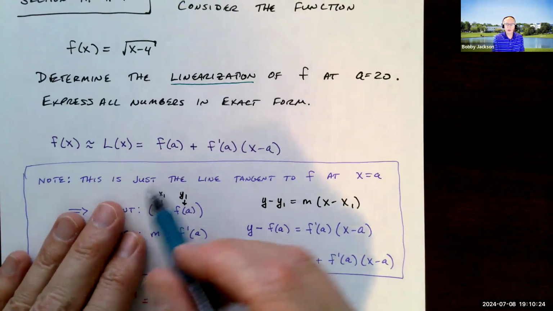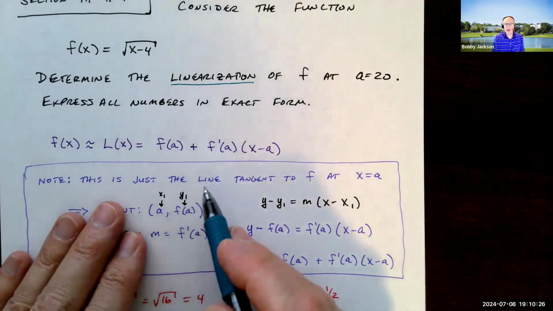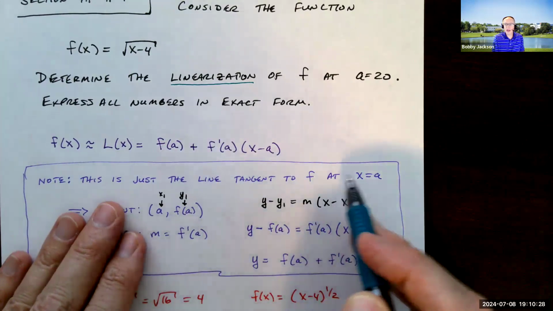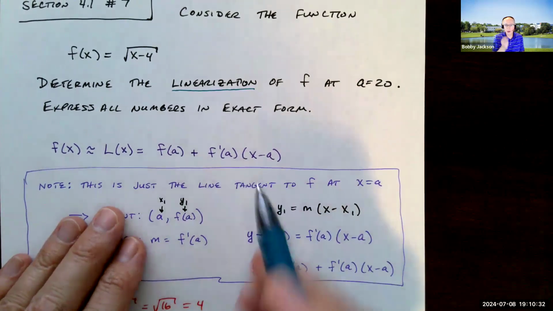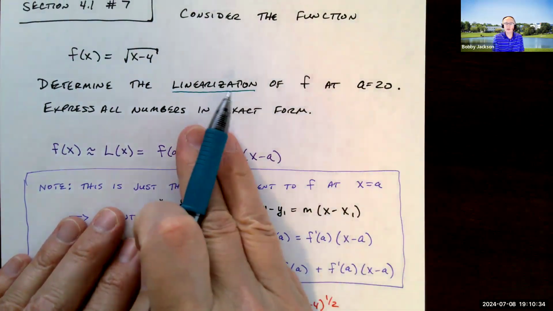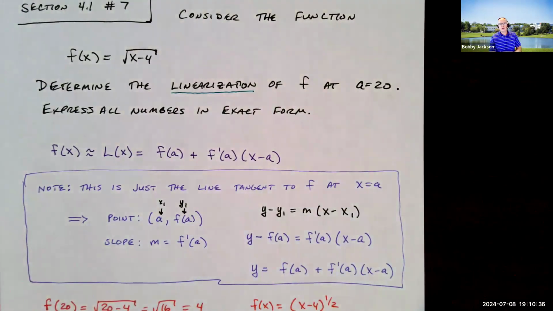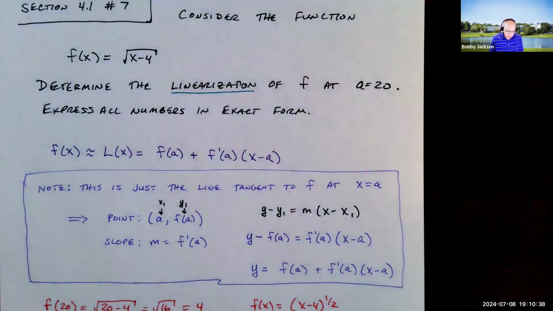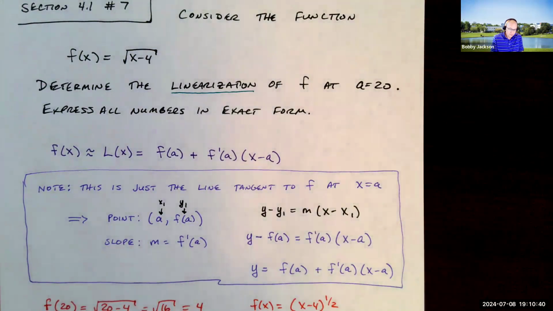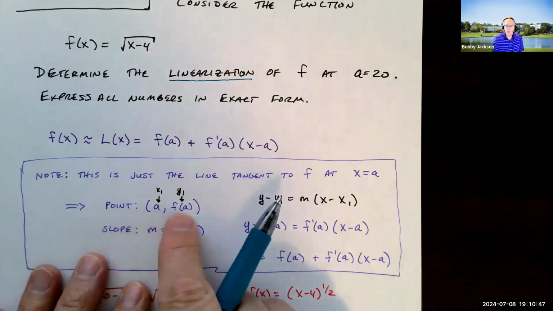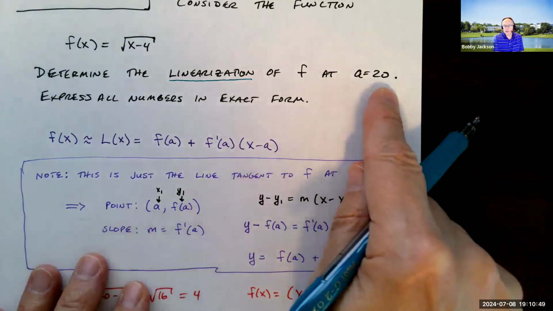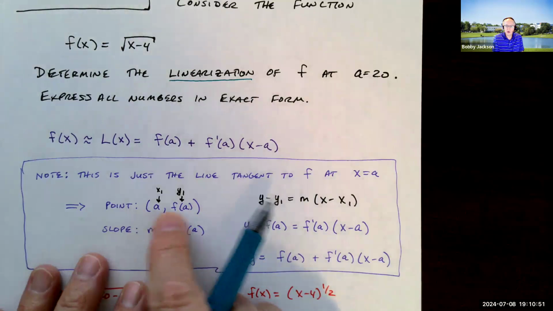Real important, linearization is just the line tangent to the function at x equal a. This is just the equation of the tangent line. So when you hear linearization, automatically you're just finding the equation of the tangent line, which is what we've been doing a bunch of in chapter 3. Notice the point given is a comma f of a. In this case, a is 20, but in general, it'd be a comma f of a.